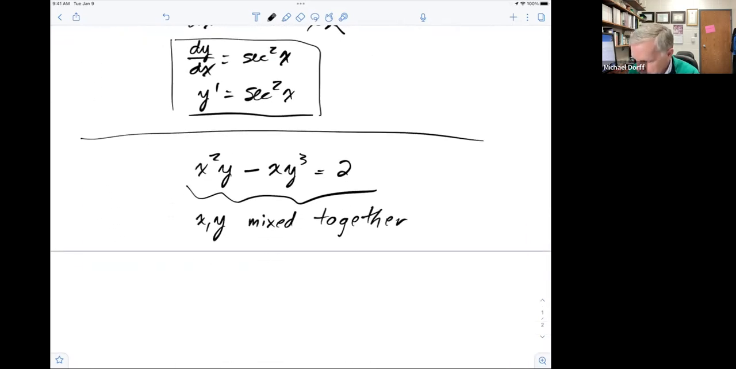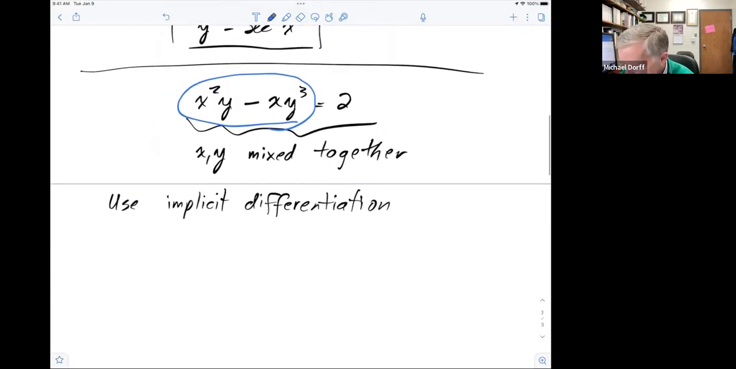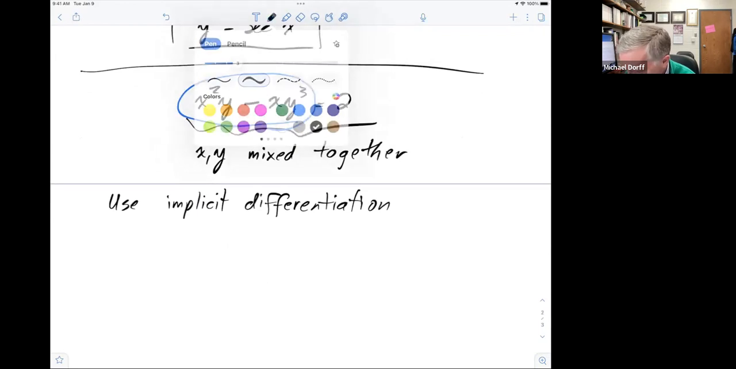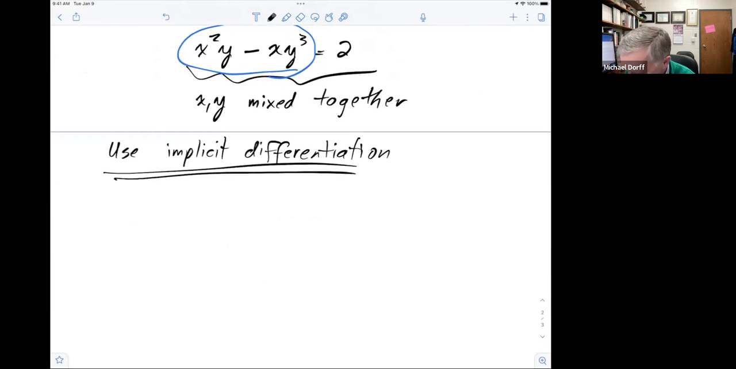So to do this, we'll use a technique called implicit differentiation. And whenever we say implicit differentiation, that means we're going to be taking derivatives where the x's and y's are mixed together. Like in this example here, if I color this in blue, the x's and y's are mixed together. All right, so let's look at a specific example, how we would do this. Suppose I have the problem here.